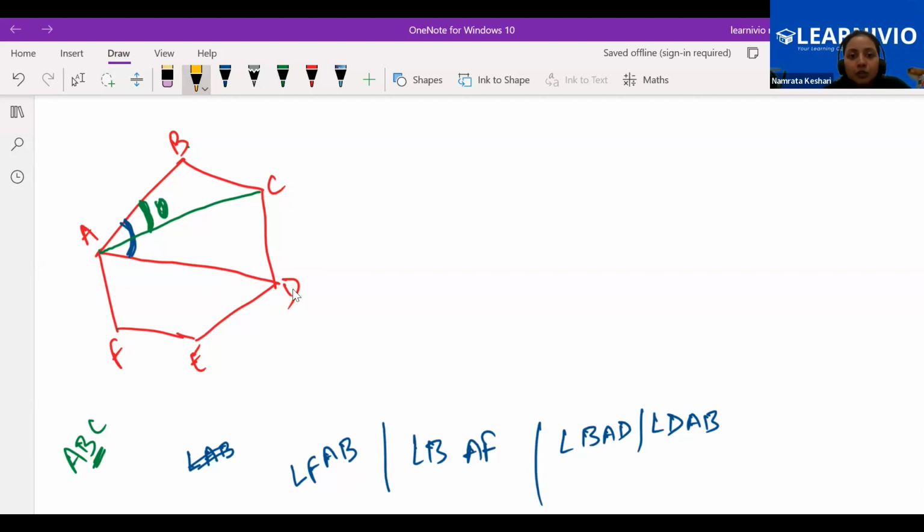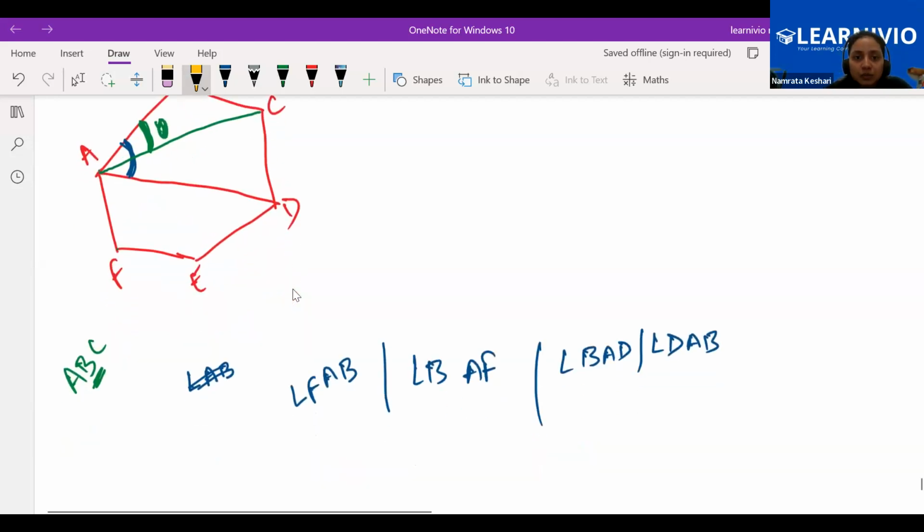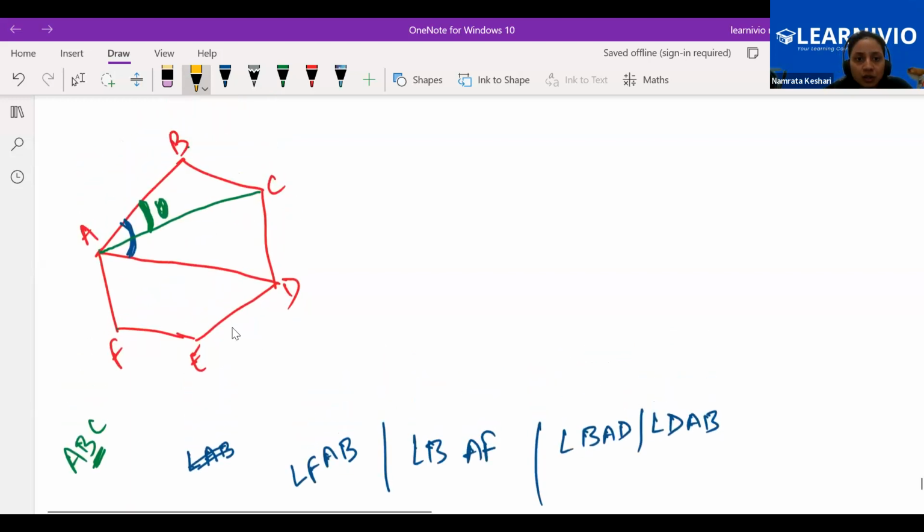Okay, I'm coming to you, Heather. First, let me ask other students also. Sarah, what will be the name of this green angle? CAB. Yeah, or maybe BAC. Perfect. It will be CAB or BAC.